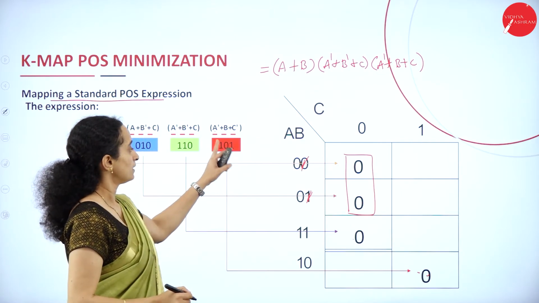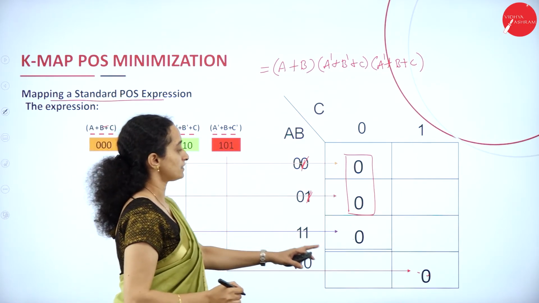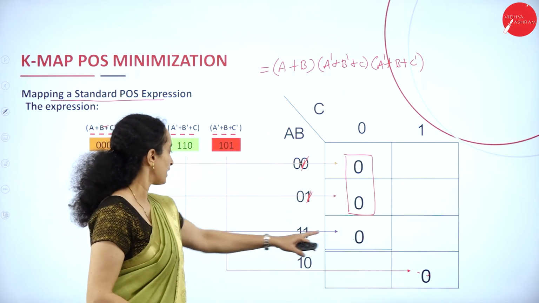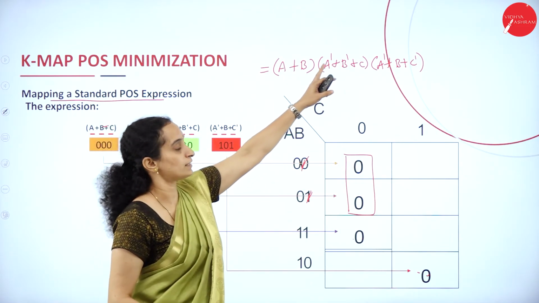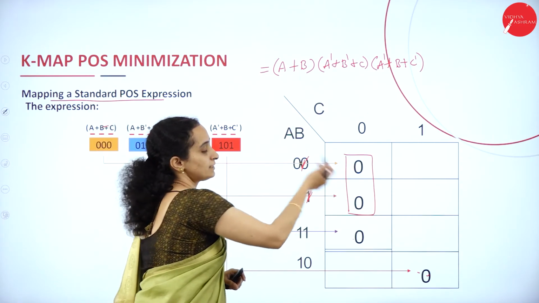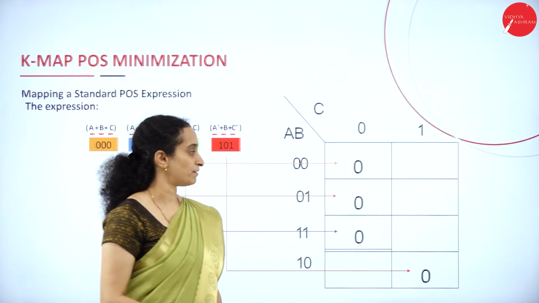So this expression remains the same. C dash remains the same. Again this 1, 1, 0, that is A dash plus B dash plus C, remains the same. Only this expression will be simplified.